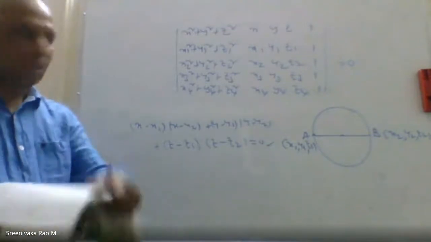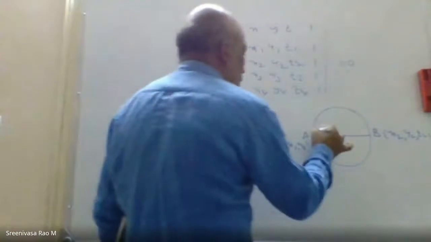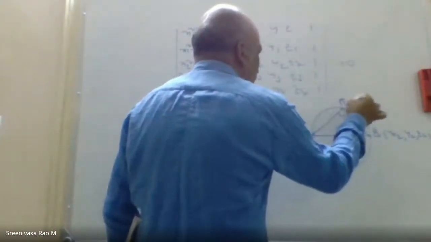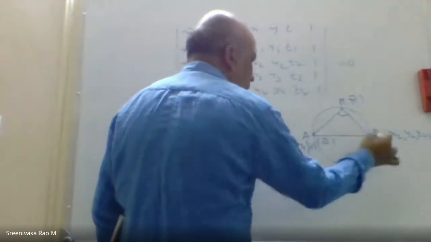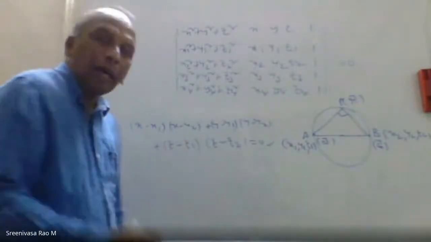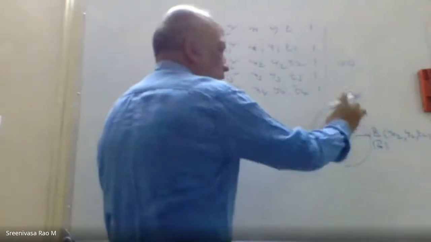Why am I writing it like this? Suppose you take a general point with position vector r bar, and the end points of the diameter are a bar and b bar. The angle in a semicircle is a right angle. In the same way here also there is a right angle.